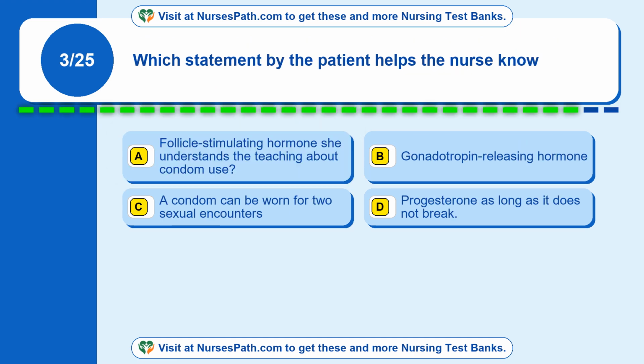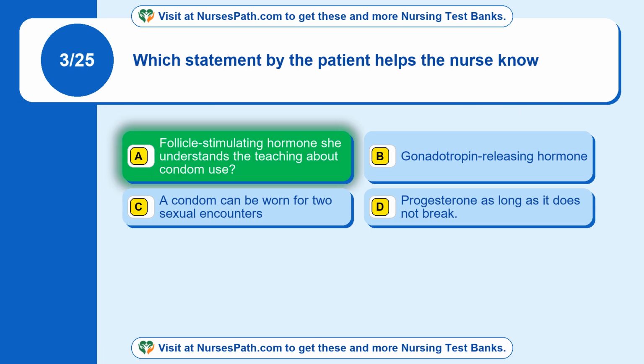Question 3. Which statement by the patient helps the nurse know she understands the teaching about condom use? Option A. Follicle stimulating hormone. Option B. Gonadotropin releasing hormone. Option C. A condom can be worn for 2 sexual encounters. Option D. Progesterone as long as it does not break.